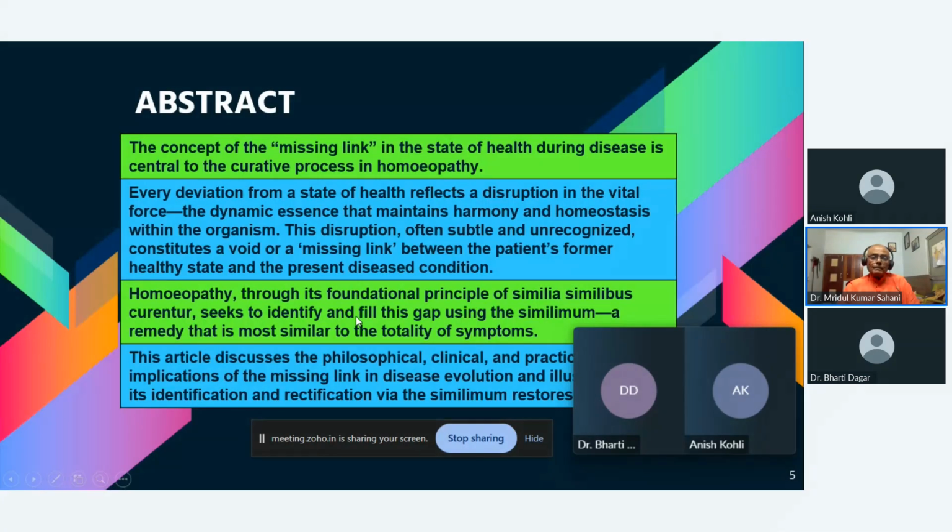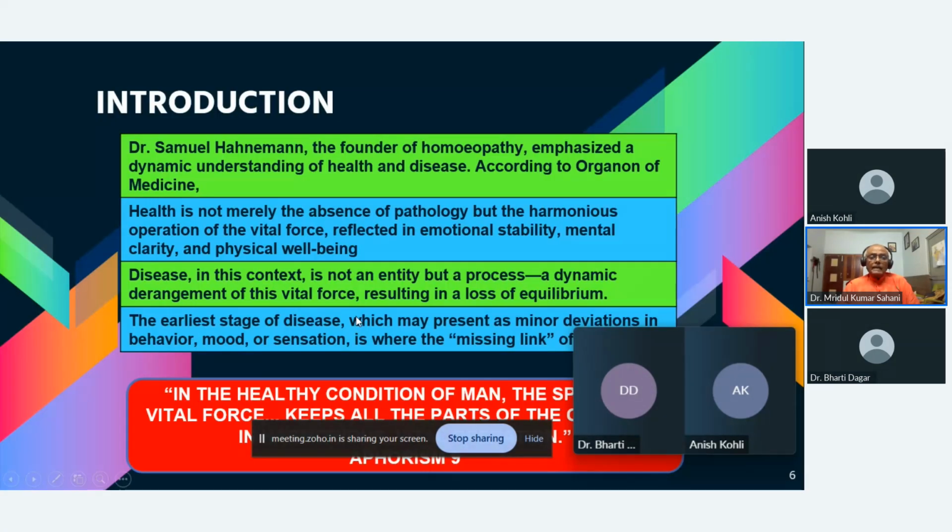Now, you know that Samuel Hahnemann founded homeopathy and emphasized the dynamic understanding of health and disease. According to the Organon of Medicine, health is not merely the absence of pathology, but the harmonious operation of the vital force, reflected in emotional stability, mental clarity and physical well-being.